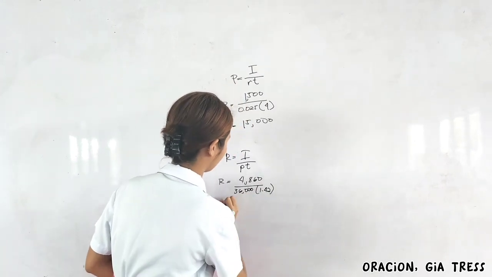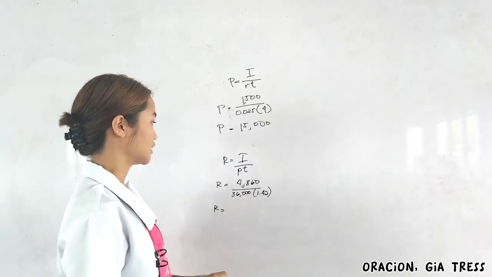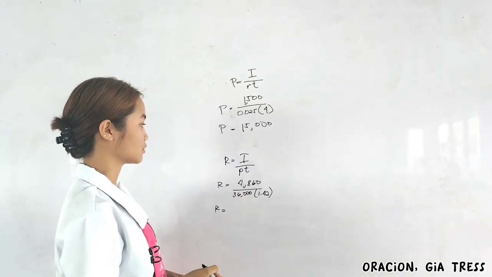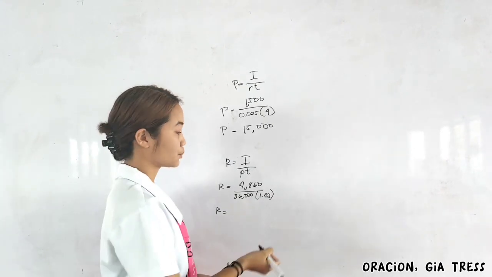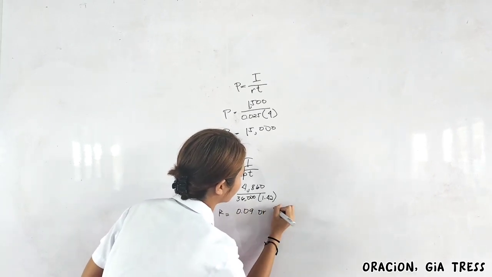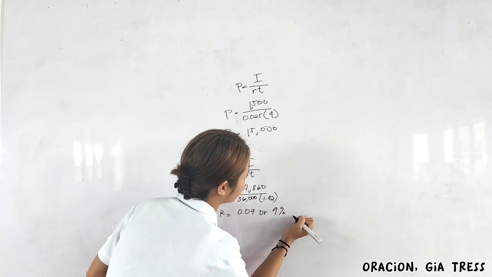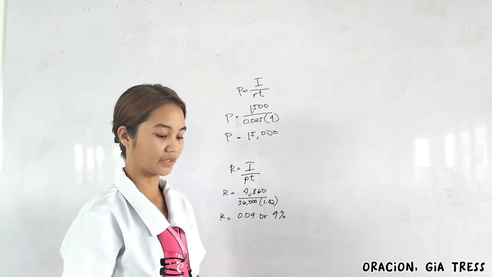So, 4,860 divided by 36,000 times 1.42 equals 0.09, or 9%. It is 9% because we were looking for the rate.